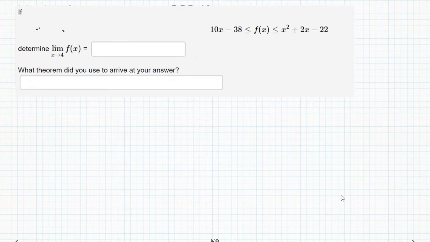So now let's take a look at a problem. If 10x minus 38 is less than or equal to f of x, which is less than or equal to x squared plus 2x minus 22, then determine the limit as x approaches 4 of f of x. I'll tell you right now, L'Hopital's rule will not work in this case.